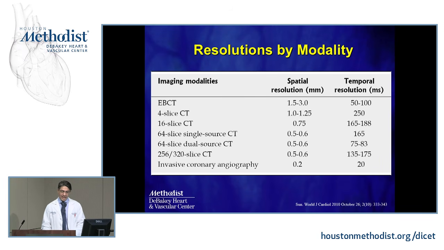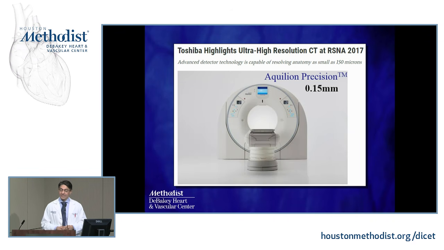And this is just a slide showing you the different spatial resolutions and temporal resolutions. You can see here that most of the CT technology is kind of stuck at 0.5 to 0.6 spatial resolution. Best is cath lab at 0.2. And then when it comes to temporal resolution, we're now down to 66 milliseconds with the dual source. But invasive angiography still has a very high temporal resolution. Then comes this game changer.